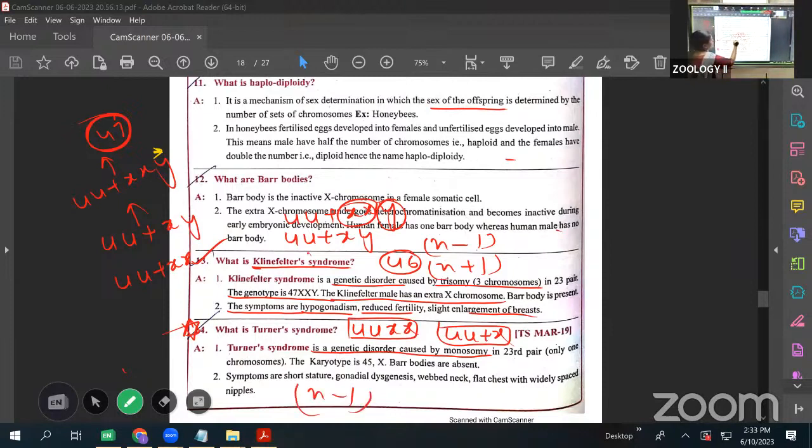In N plus 1, one extra chromosome is added, as in Klinefelter syndrome. Here one chromosome is missing, and that is Turner syndrome. This is present in females, who have one less X chromosome, which causes this type of syndrome. What are the symptoms? Mainly short stature and a webbed neck are present. These are the symptoms of Turner syndrome.